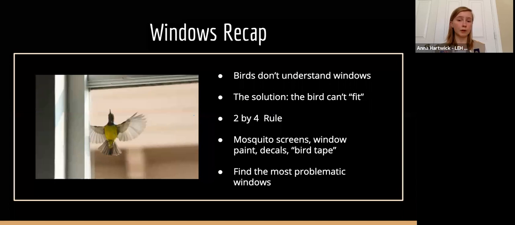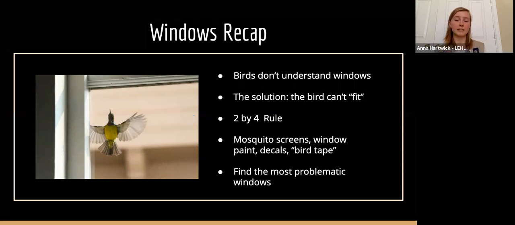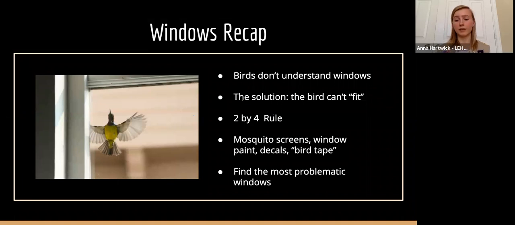Now, if you have problems with smaller birds like hummingbirds, you're actually going to want to use the 2x2 rule. These two rules, the 2x4 and 2x2, are the most effective, but you can also just apply your bird preventative horizontally or vertically, and that is still very effective. Some of the examples of bird preventatives we went over today are mosquito screens, window paint, decals, bird tape, Zen wind curtains, and fritted glass.